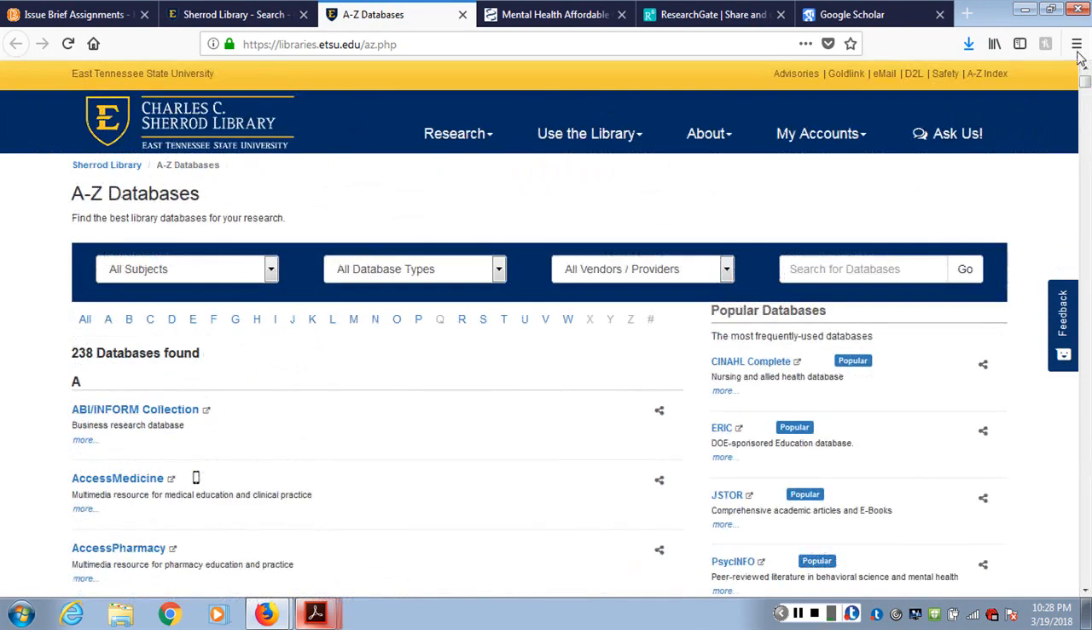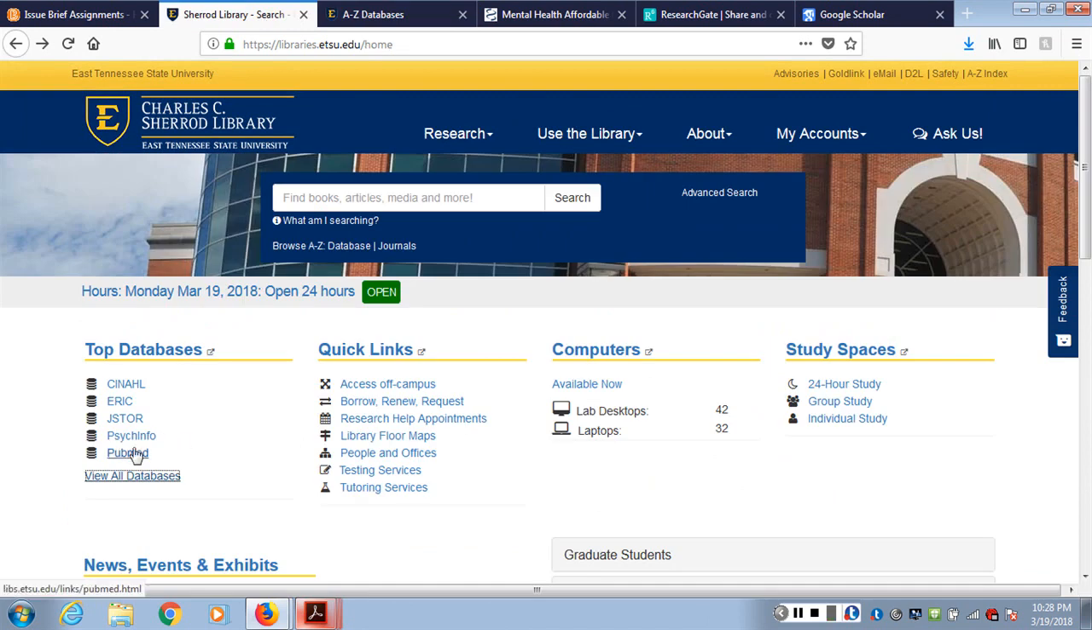If you're having trouble or a little unsure how to use these databases, or how to use PubMed or ResearchGate or Google Scholar, just come see me. I'll be happy to sit down. We can walk through it and look at it together. But I just wanted to show you Shared Library, and make sure you knew where PubMed was.